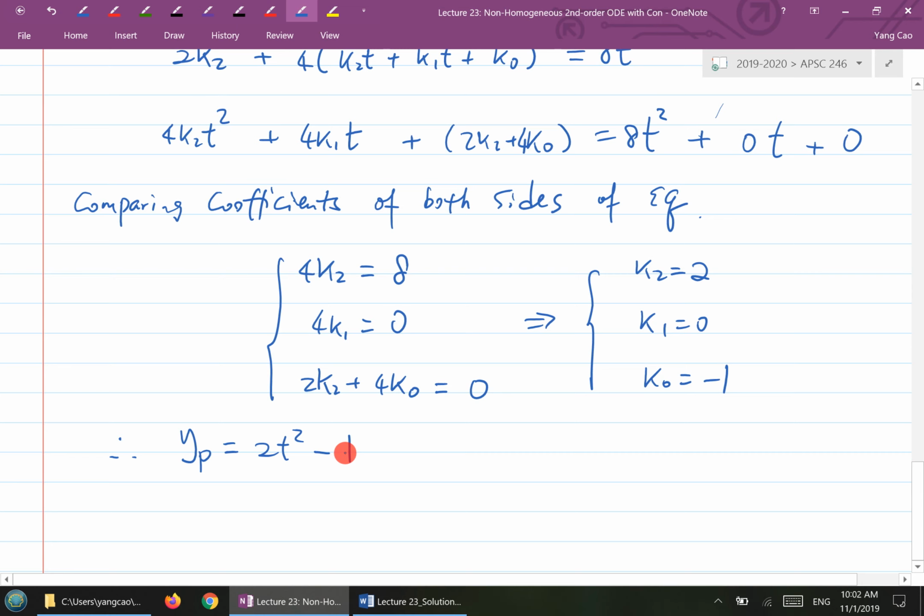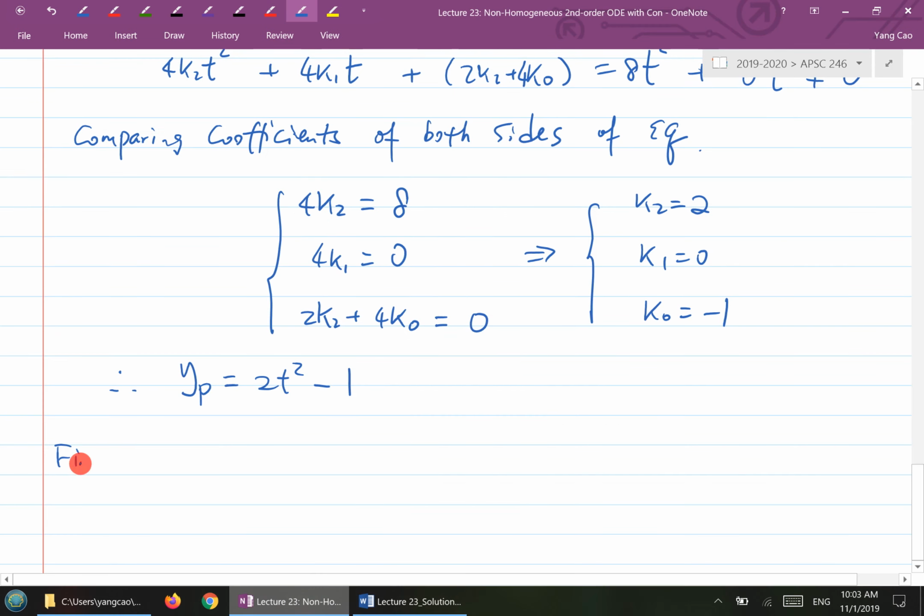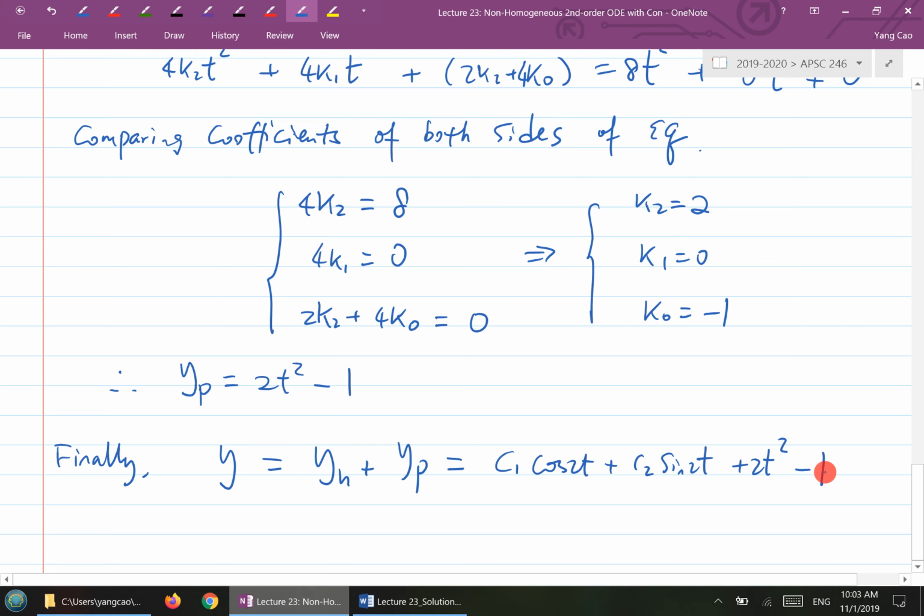Now if you're not too sure, if you want to verify, you can always substitute this yp back into the original ODE to make sure it is a solution. So finally, you summarize the general solution for this non-homogeneous ODE is YH plus YP, and that gives you C1 cosine 2t plus C2 sine 2t plus 2t squared minus 1.